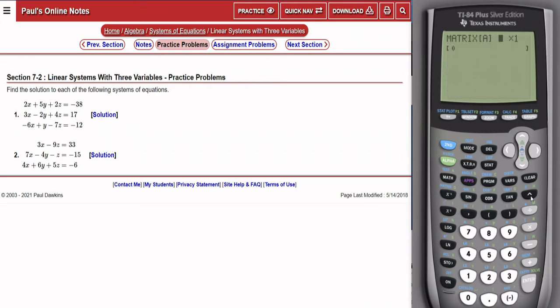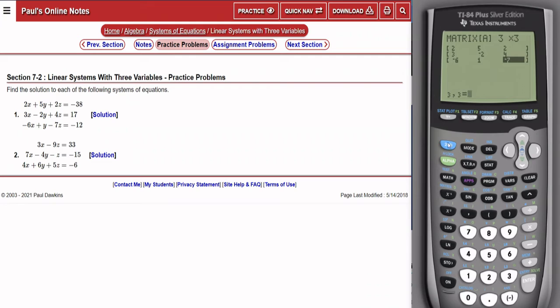I'm going to go ahead and edit my matrix to give me a 3x3 matrix. I'm going to input data: 2, 5, 2, 3, negative 2, 4, negative 6, 1, and negative 7. Okay, so that's my first matrix.